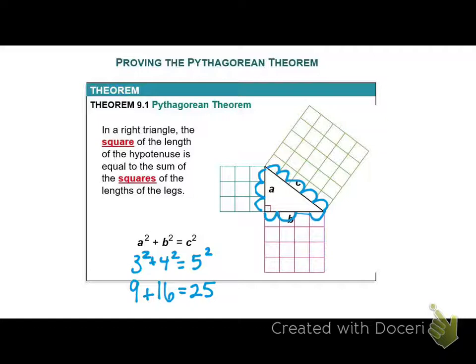So this Pythagorean theorem says that a squared plus b squared equals c squared. What is a squared plus b squared? What's 9 plus 16? 25. Does 25 equal 25? So that is how we have a right triangle.